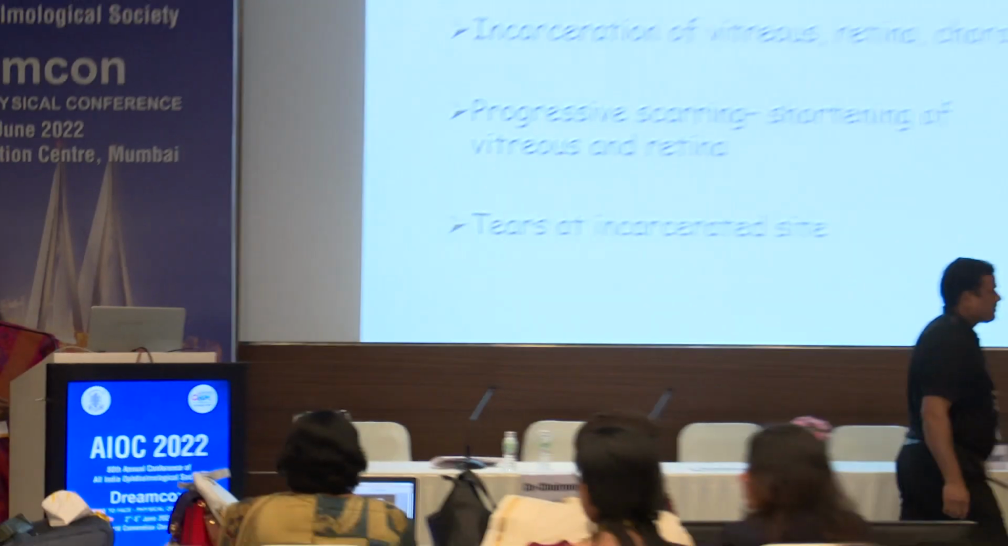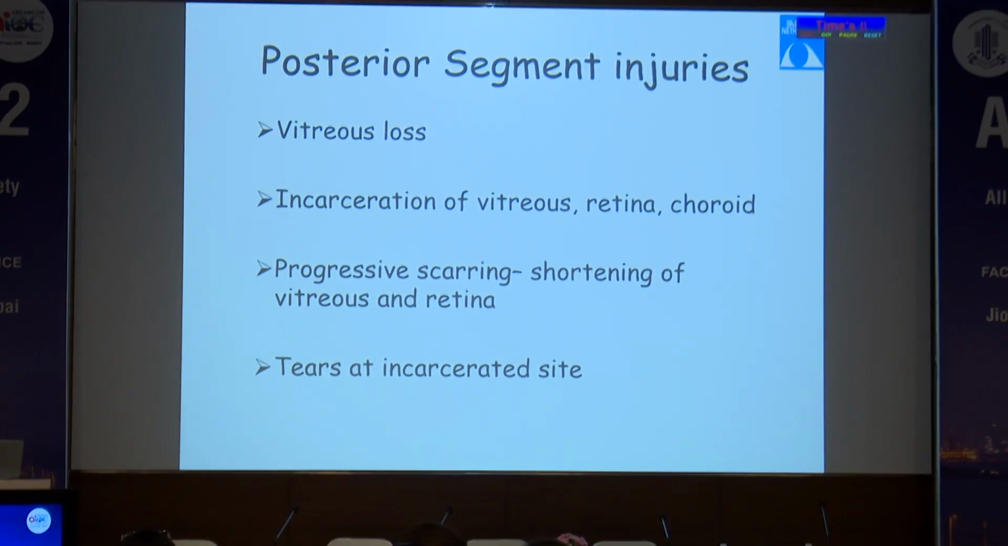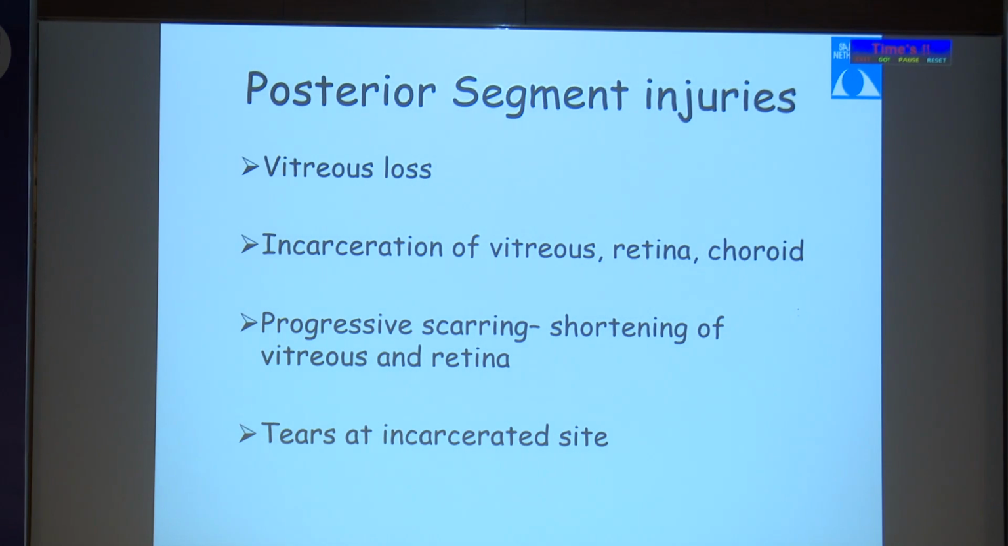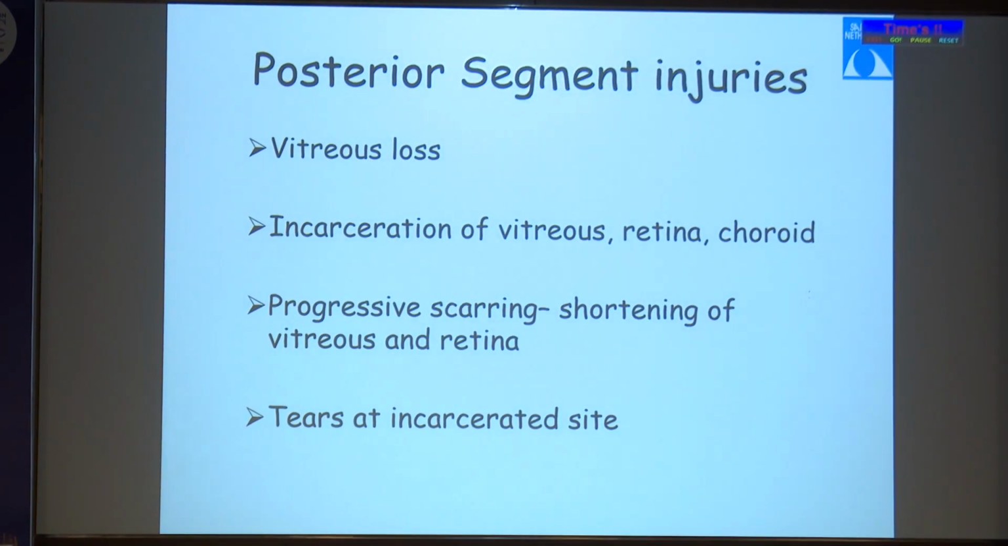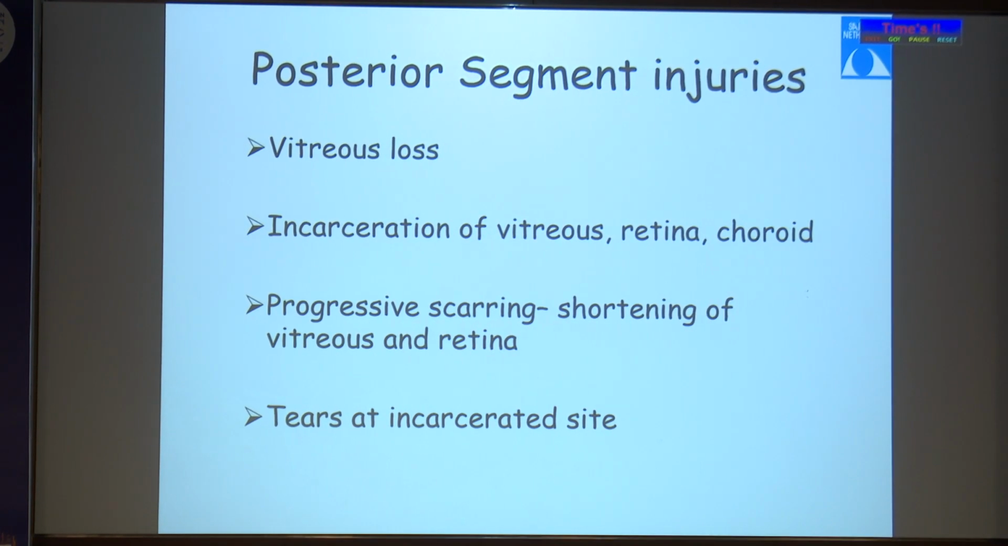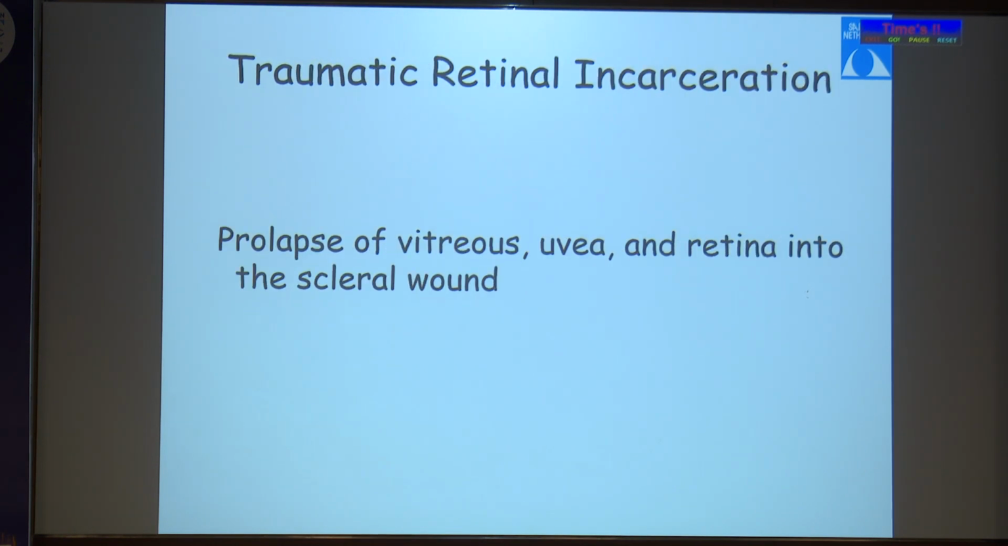Posterior segment injuries, as we all know, have vitreous loss, incarceration of the vitreous, the retina, the choroid. Progressive scarring, this is the most important thing we should understand. Shortening of the vitreous and the retina. We have a better understanding of the diseases nowadays, so we know what to do, when to act. And tears at the incarcerated site. So what is traumatic retinal incarceration? It is prolapse of the vitreous, uvea, and the retina into the scleral wound. This is called traumatic retinal incarceration.